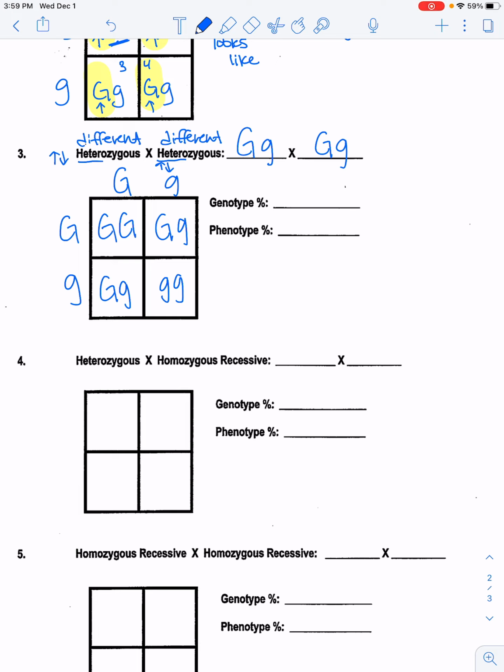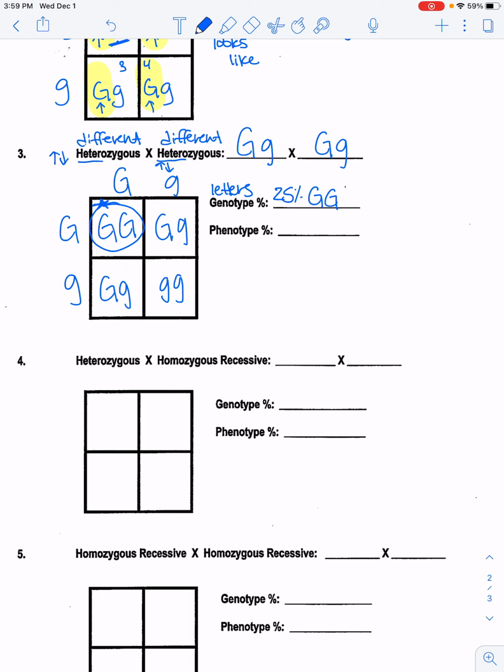Okay. Next, I'm going to look at the genotype. That is the letters. I'm always going to start here in box number 1. The first thing I see is a big G and a big G, and I see that exactly one time right here. So that is 25% because it is 1 out of 4.